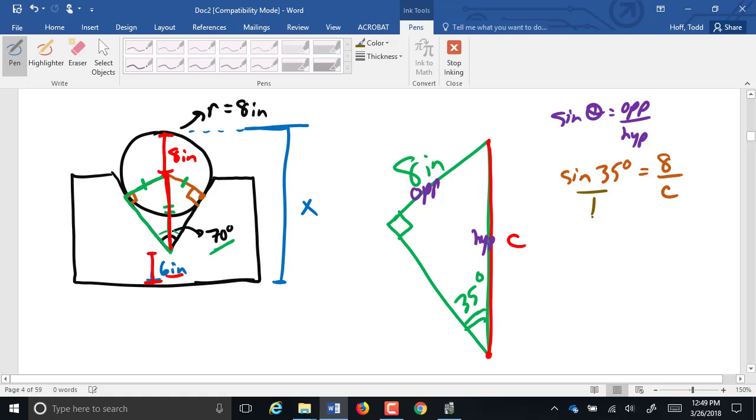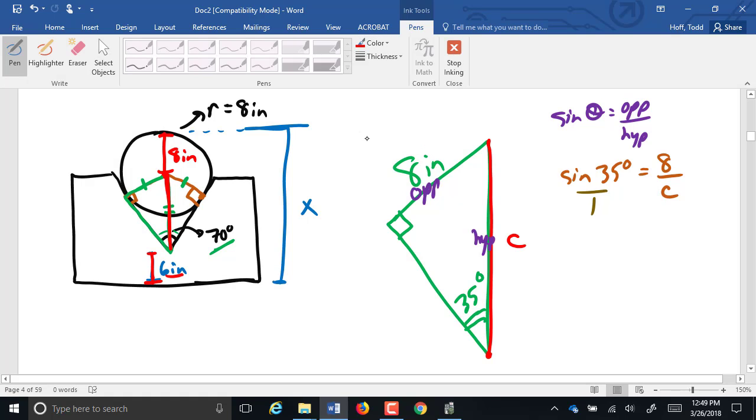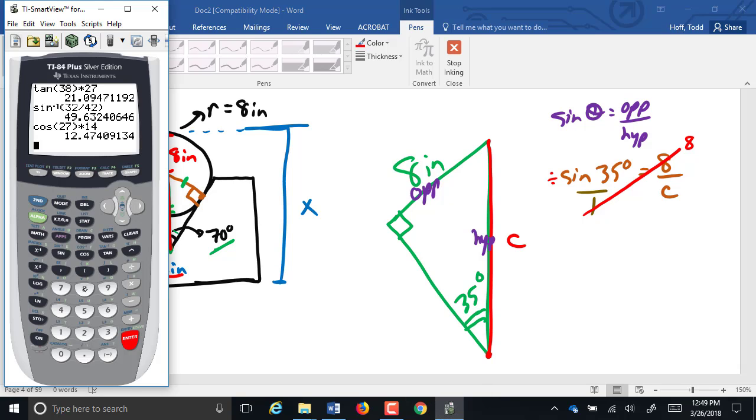Let's see. So I'm looking for a missing side. So I put my trig function over 1 to make it a proportion. Now here's where doing that is important because I know I'm going to cross multiply and divide. I have 1 times 8 is 8, and that is 8 divided by the sine of 35 degrees, giving me 13.95.